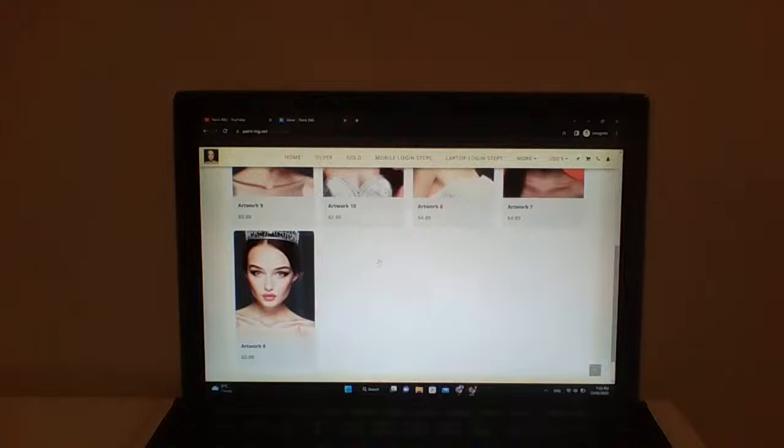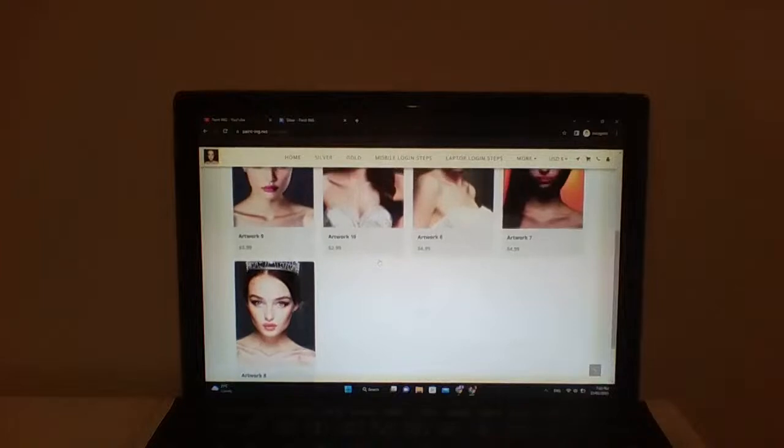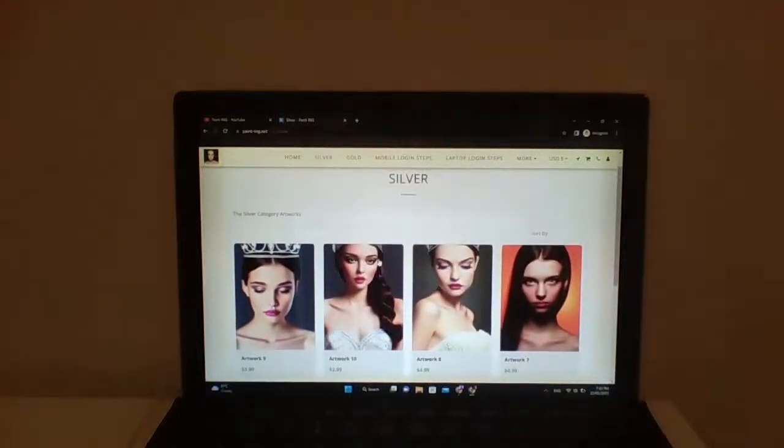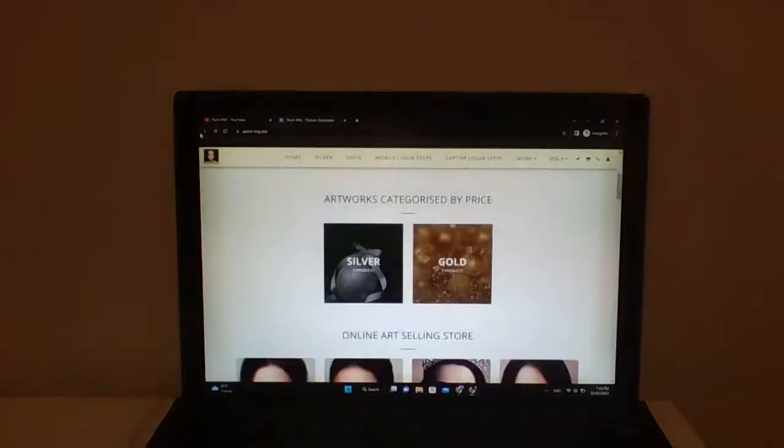These artworks are all created by our team. When you purchase our pricing plans, we will generate pictures such like these, and you can sell your art in our online art selling store. When you purchase our plans, we generate the picture for you. We do 90% of the work, and you only need to do 10%, which is editing the picture and transforming it into your own artwork. Once you're finished, we will display your artwork in our online art selling store, and people can buy your artwork. Next, I would like to introduce our gold category.